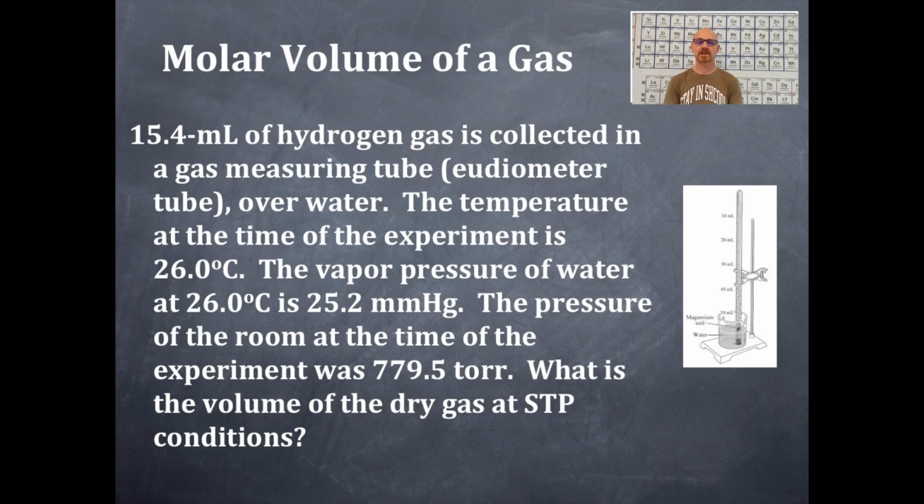There are 2 steps to this problem. The first one is to find out what the partial pressure of the hydrogen gas is, and then after you figure that out, that gas is over water, it's collected over water. Then we're going to put it into the combined gas law and solve for the volume of the hydrogen gas that's dry under STP conditions.